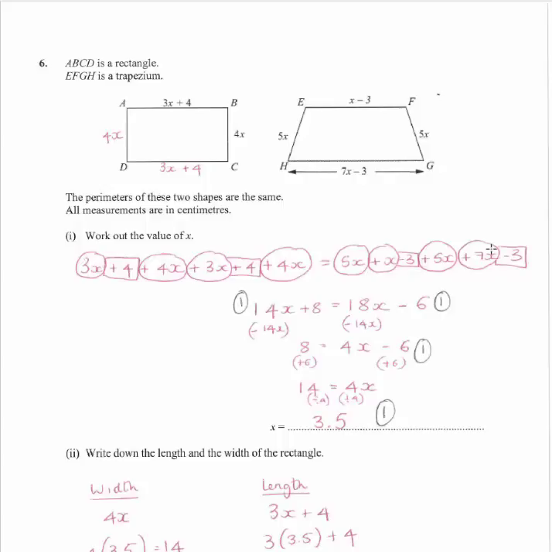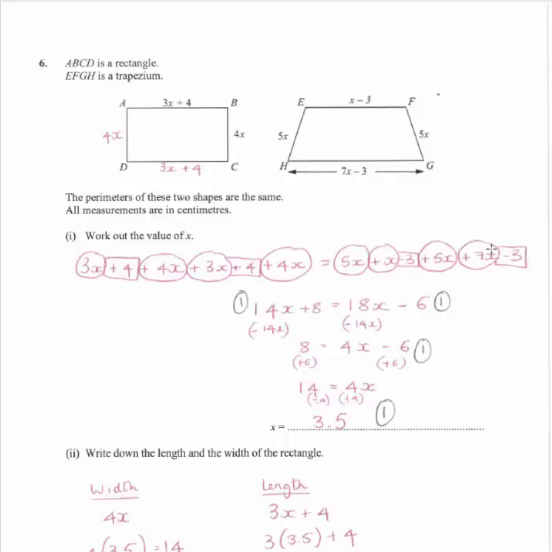Same kind of idea here. The perimeter of the 2 shapes are the same. So what is the perimeter of the rectangle? x, 3x plus 4, add 3x plus 4, add 4x, add 4x. There's your rectangle. What about your trapezium? That, add that, add that, add that. Add it together. You get a mark for that. Then simplify it. Gather the x's together, gather the numbers together. 14x plus 8 equals 18x minus 6. Now solve it.